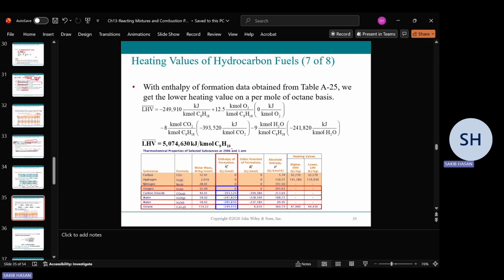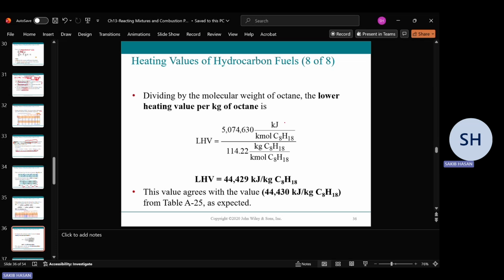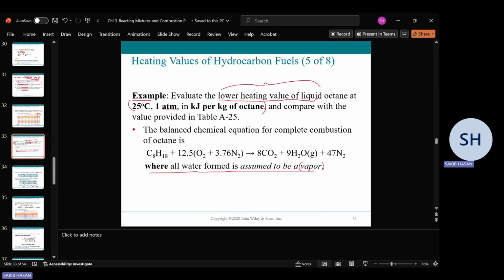And then you can look them up again in your table 825, put them in according to their respective molar proportions. And from there, you can then get your lower heating value. And here they've actually done an extra step where they've divided out by the mass of what seems to be the octane, because the original question was evaluate the lower heating value of octane and compare.